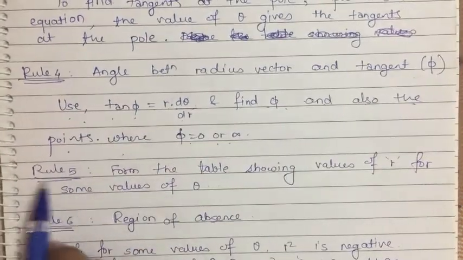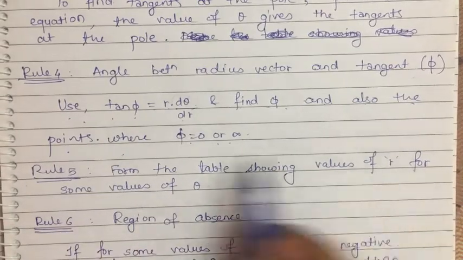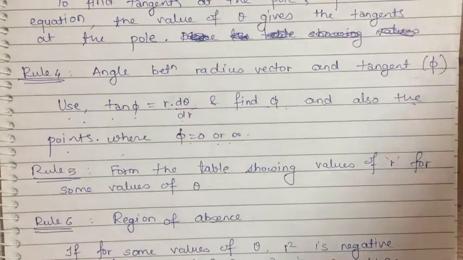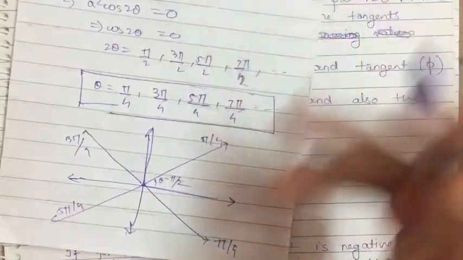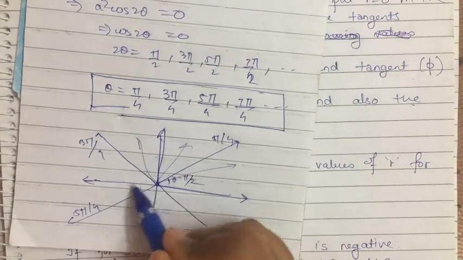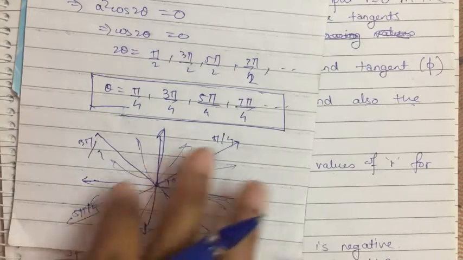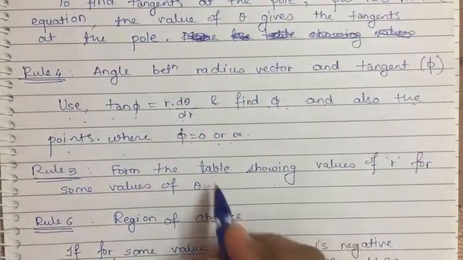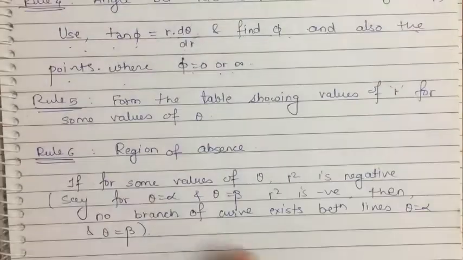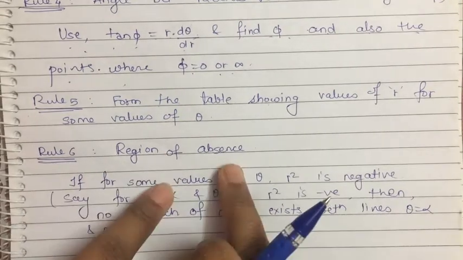Now rule number 5 is to form a table showing values of r for some values of theta. That means we will consider arbitrary values of theta, find the value of r for each, and make the table so that it will be easy for us to trace the curve. And the last one is the same as for the parabolic curve, that is, region of absence.